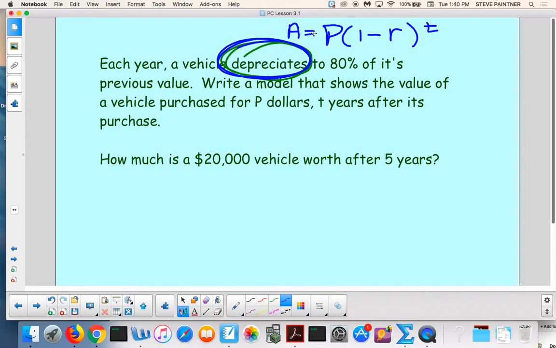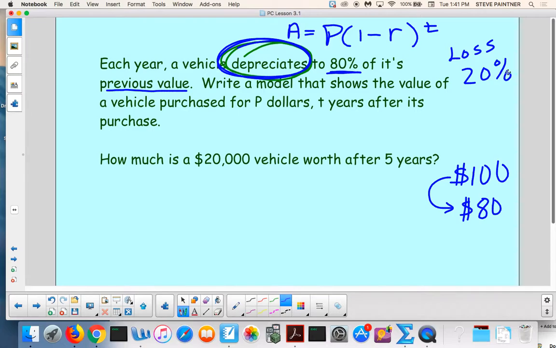Figure out your mistake. Okay, here we go. Each year, a vehicle depreciates to 80% of its previous value. So let's pretend your car's worth $100 today. If it depreciates to 80% of its previous value, next year this car's worth what? $80. So you lost what? That's why you got it wrong. This is a loss of what? 20%.